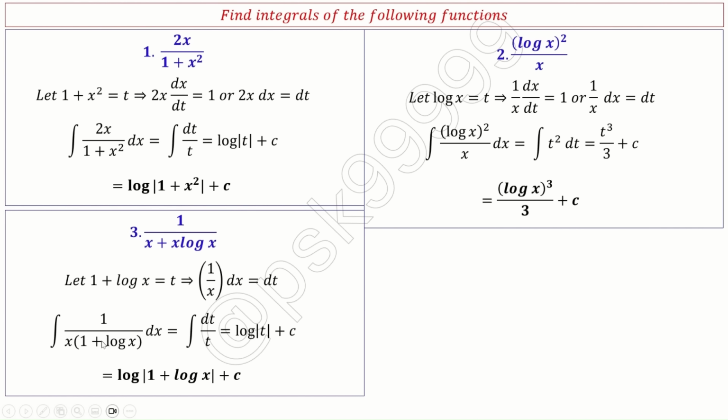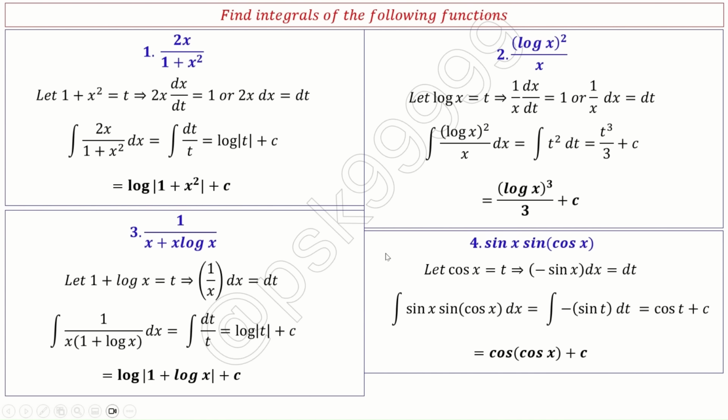Integration of 1 by x times 1 plus log x, I take x common, dx, which is nothing but integration of dt by t, that is log of absolute t plus constant. So t is nothing but 1 plus log x. So log of absolute 1 plus log x plus c. This is the integration. Okay, next.